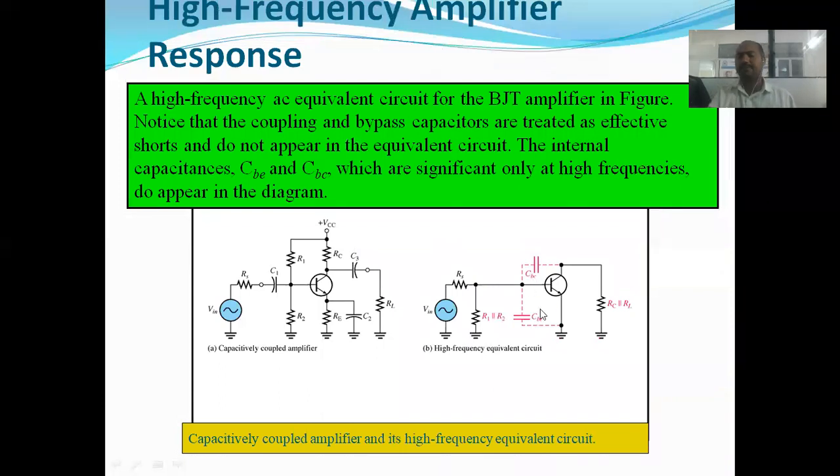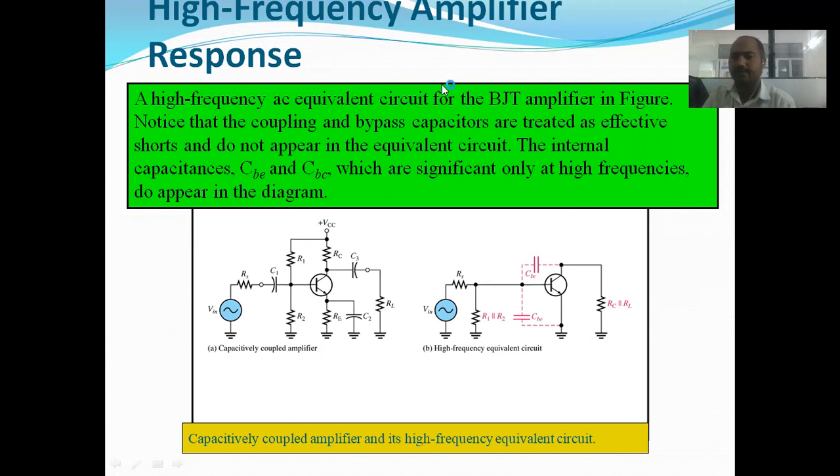Due to these 3 capacitors, what will be the effect? See, these 3 capacitors are called intrinsic capacitors. Due to these capacitors, some of the energy is consumed, so that whatever output is coming should be reduced, right?